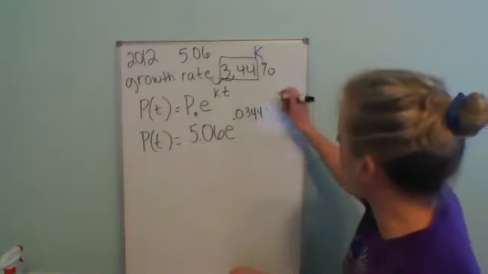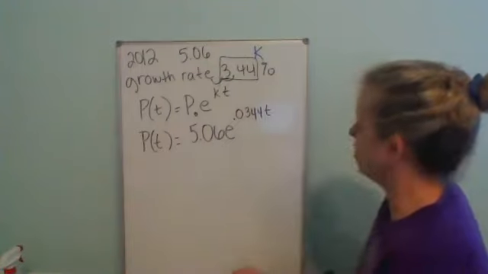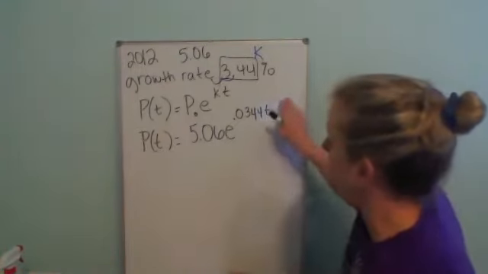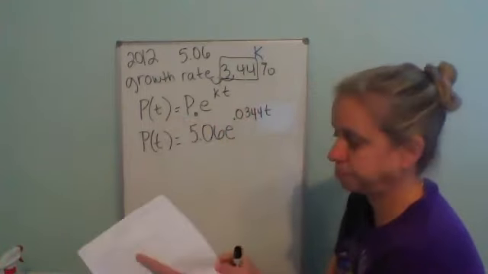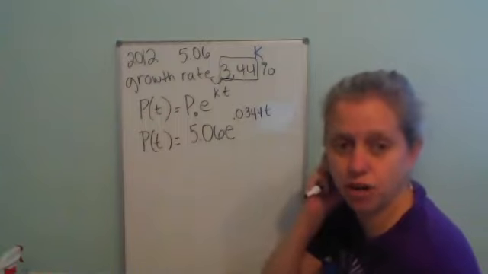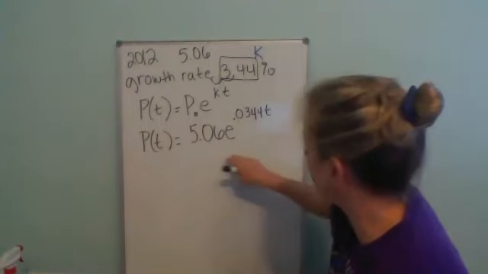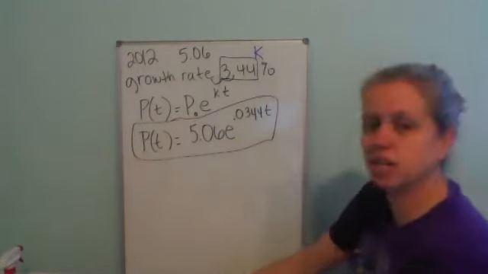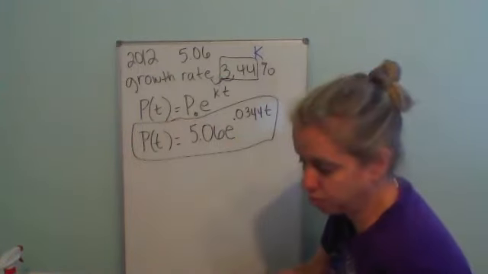Now, here's what we don't know. We don't know the t. So that right there is still a t. That's what you're going to put in on the first blank for the A part of your question. It is simply wanting this formula. That's what we're going to use to solve the rest of the problems.